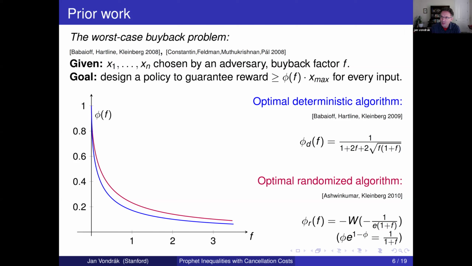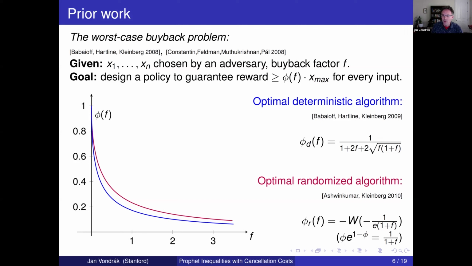As f tends to 0, it approaches 1, because with 0 buyback cost, you can just find the actual optimum. And as f tends to infinity, the factor tends to 0. So that's pretty intuitive, but proving these optimal curves was not easy.